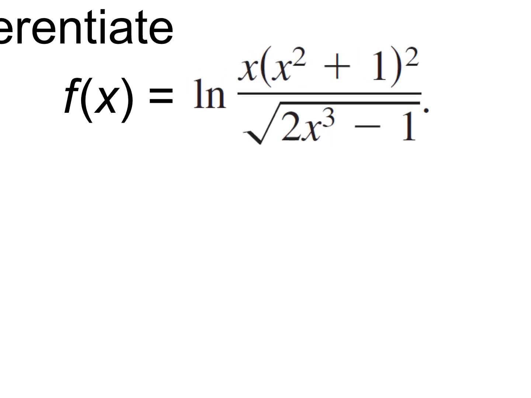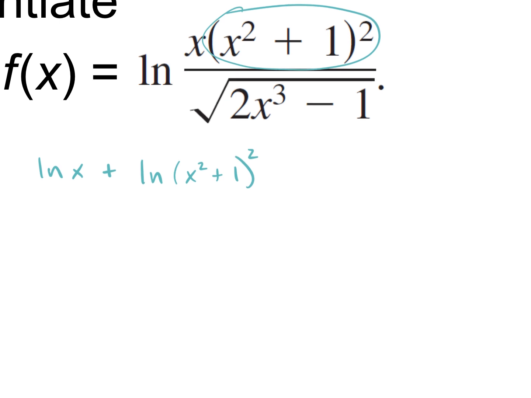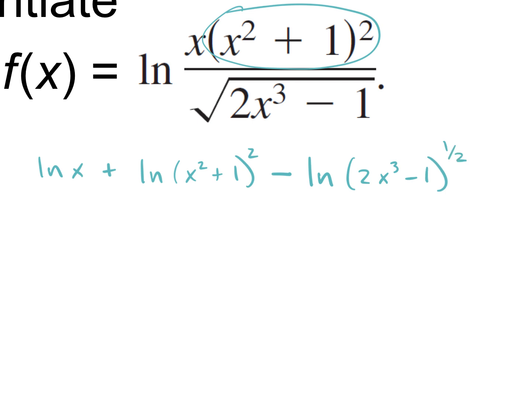All right, so we're finding the derivative here. We're going to use the same strategy we did in the last one. So let's expand it. We have the ln of x. I'm multiplying x times x squared plus 1 squared up top. So I'm going to add the ln of x squared plus 1 squared. Then, since 2x cubed minus 1 is on the bottom, what are we going to do with that one? Subtract it. So minus the ln of 2x cubed minus 1 to the 1/2 power.